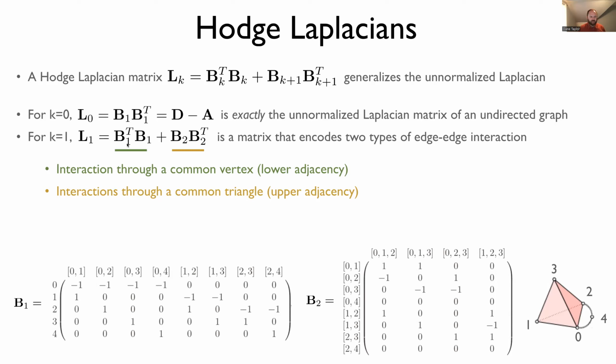And then for L1, we go up a dimension. We can think of it as encoding coupling between edges. So this term encodes which edges are lower adjacent through a common vertex. And this matrix encodes edges that are upper adjacent, through sharing their two sides with a triangle.